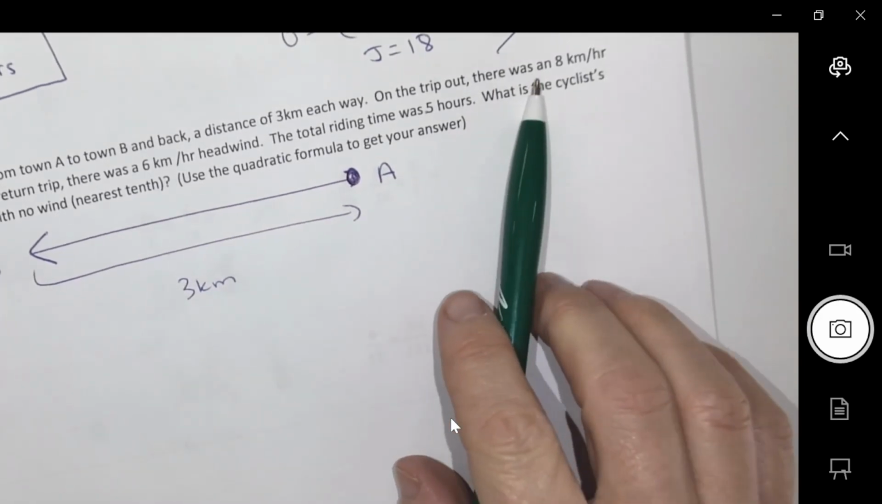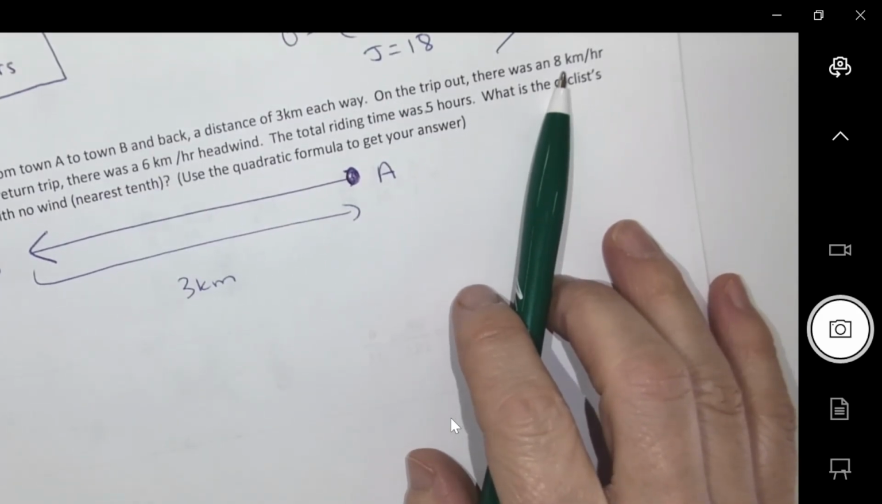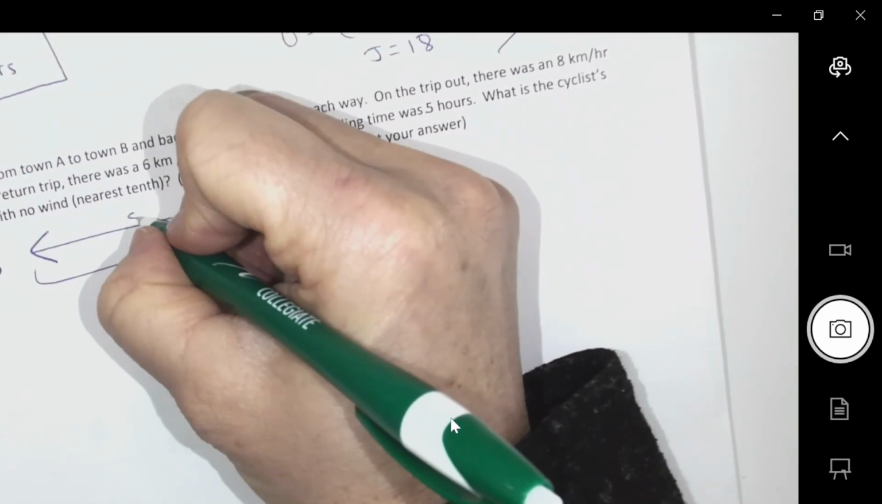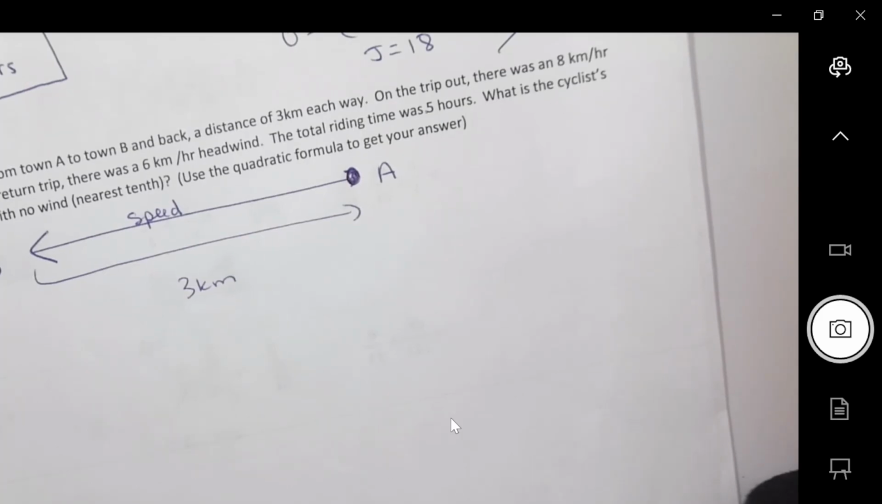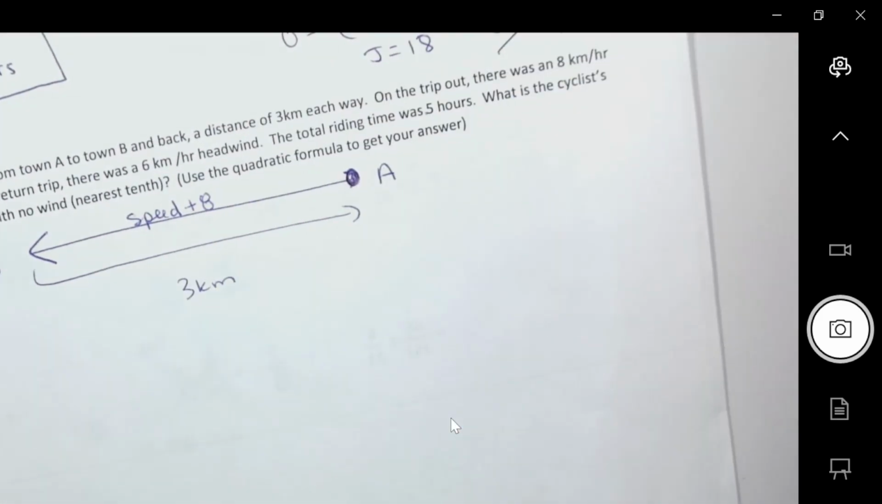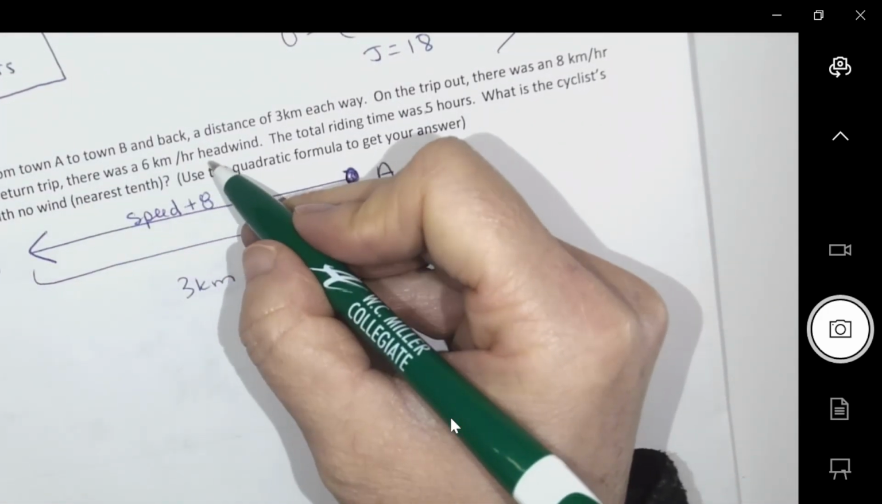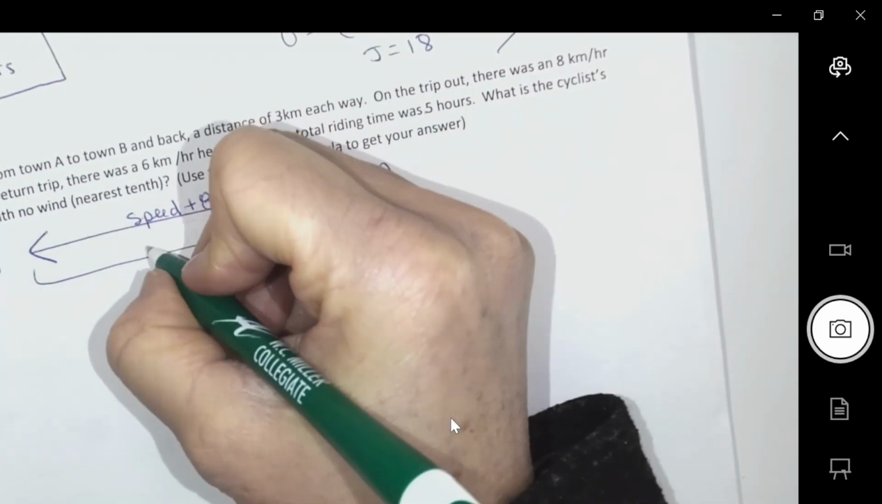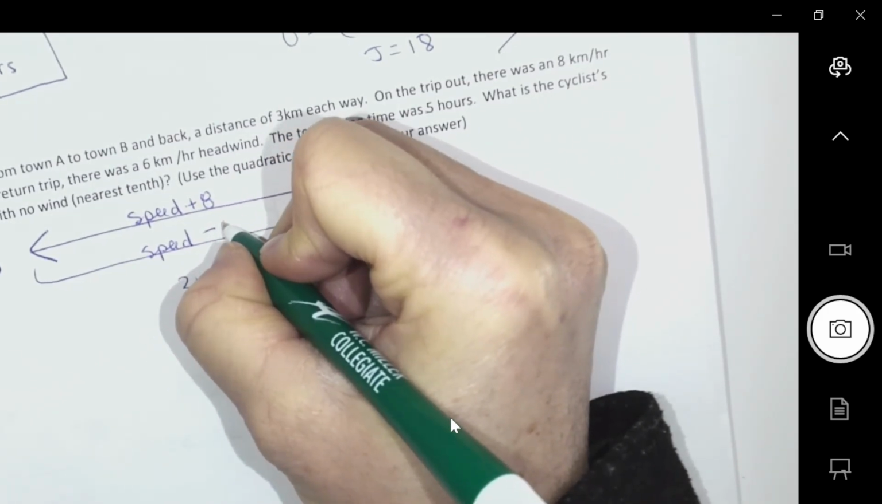On the trip out there, there was an 8-kilometer-an-hour tailwind. So when I'm biking, there's going to be the speed of my bike, and then what's happening with that tailwind? It makes me go faster. So I'm going to add 8 to the speed of my bike. On the return trip, there was a 6 km/h headwind. So the speed of my bike is going to get slowed down by 6.